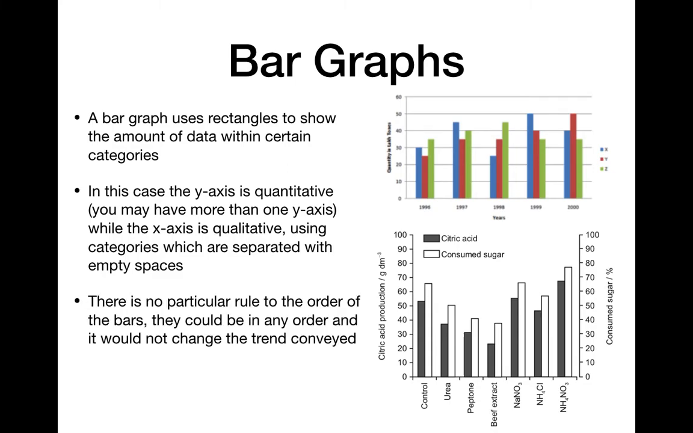There's no real reason why the bars have to go in a certain order. It can be any order. It's not going to change the trend, but you have to make sure you communicate clearly what those are, right? Here's a key, and there's a key for that one. So the kind of data we would show on a bar graph, so you have maybe different parameters. Here are some different concentrations, different chemicals, and how it's going to affect citric acid and consumed sugar produced. This is an IB exam question.